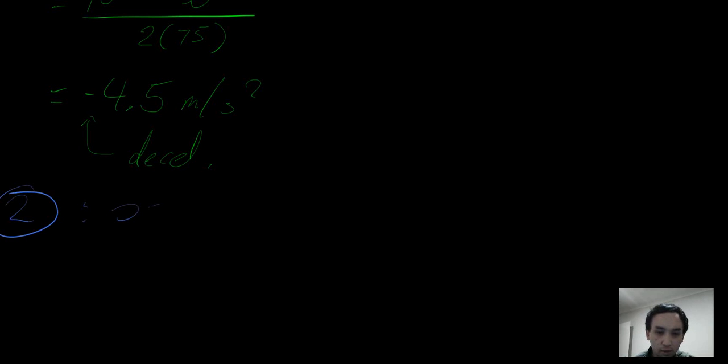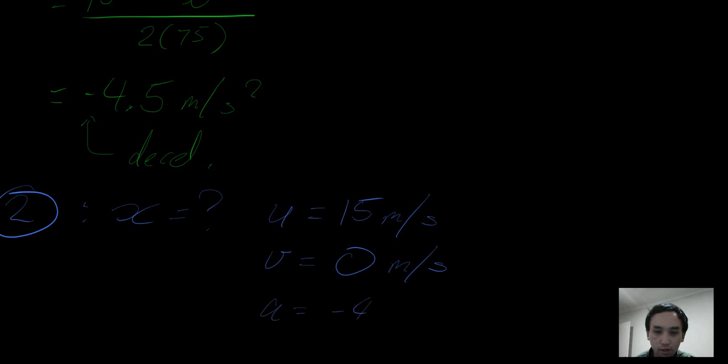What we need is to find x. We don't know this. We know that in the second stage of the problem, it's already decelerated down to 15 meters per second as our velocity. So this is our new initial velocity. We want it to come to rest. So the final velocity should be 0 meters per second. And our acceleration we know is negative 4.5 meters per second squared.